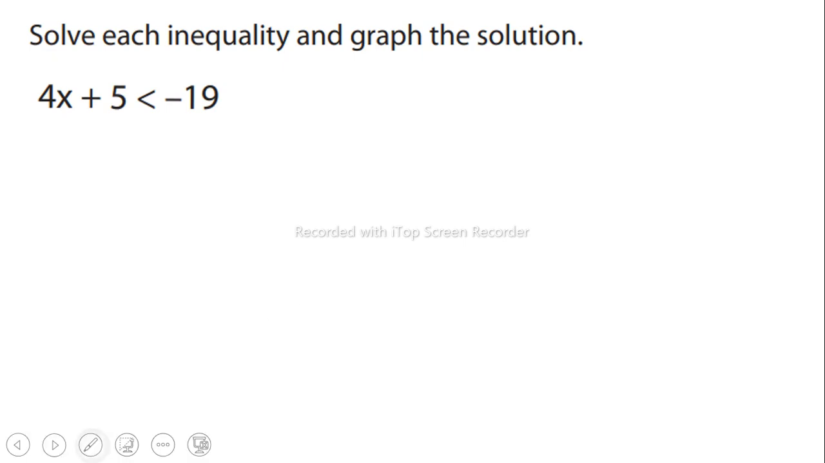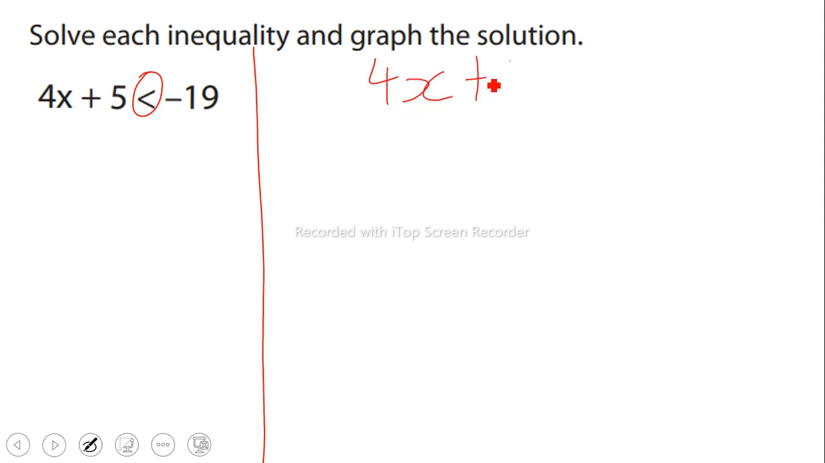So we begin by first solving it. We first begin by solving it regularly, like how we would if this was not a less than sign but an equal to sign. So let's begin. So we have 4x plus 5 is less than negative 19.